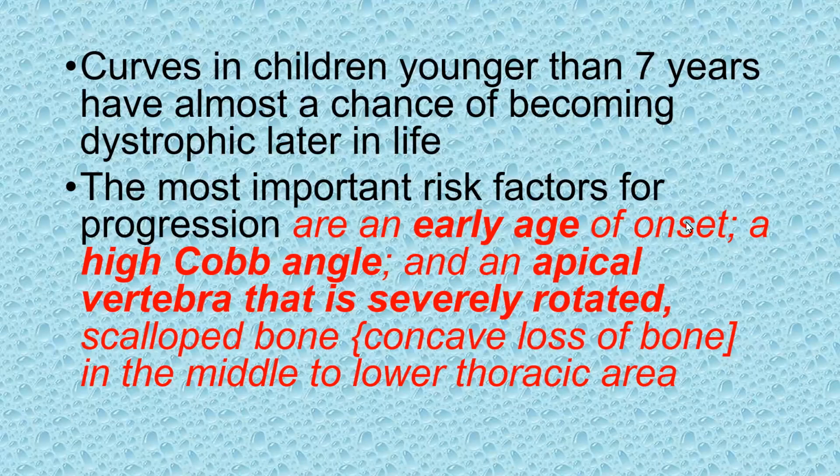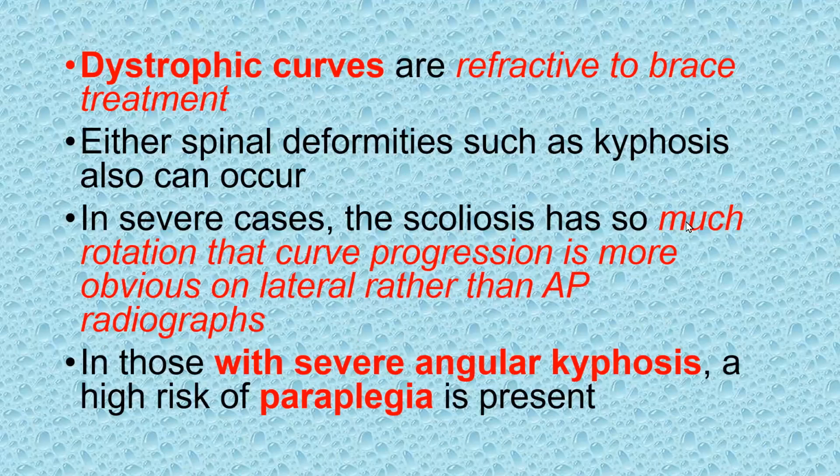Dystrophic curves are refractory to brace treatment. Don't bother giving your patients a brace. They don't respond. Other spinal deformities such as kyphosis also can occur. In severe cases, the scoliosis has so much rotation that curve progression is more obvious on lateral rather than anterior-posterior radiograph. In those with severe angular kyphosis, a high risk of paraplegia is present.